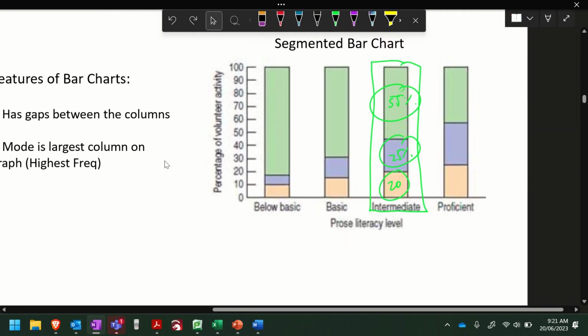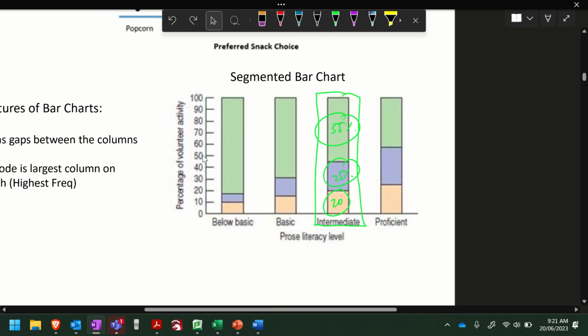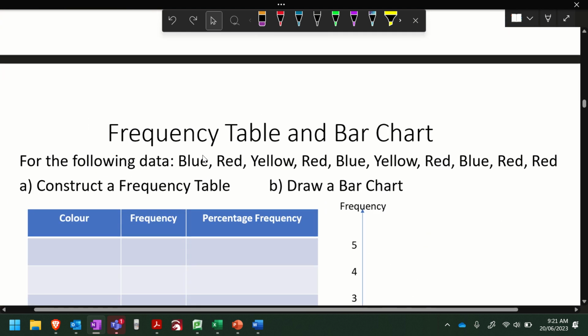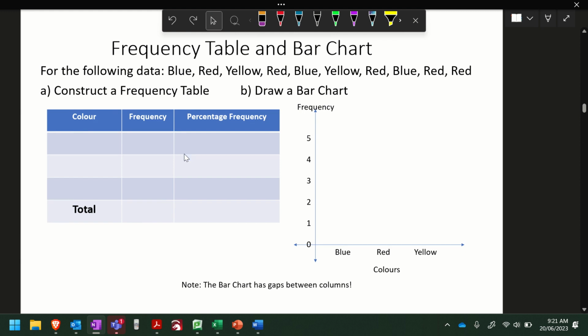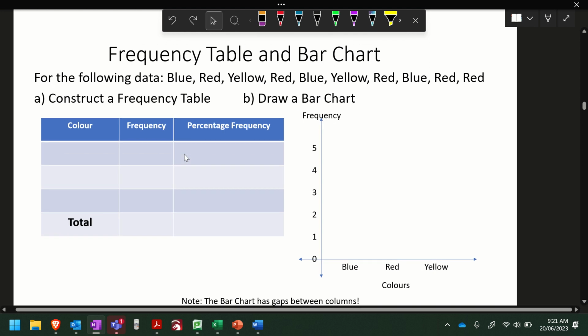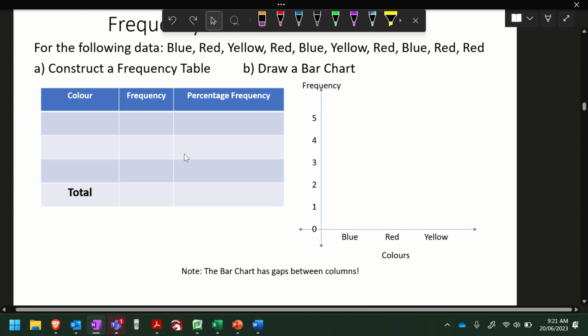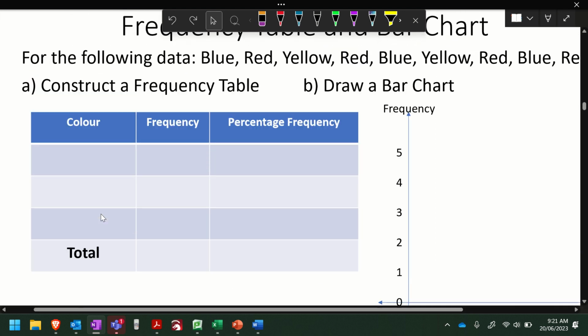It depends on the data, so it makes more sense if there's a question behind it. But what we'll do is let's practice the frequency tables. If you've got that on your page, it should be blank. It's on the bottom. Let's do this one. So we need to construct a frequency table first, and then a bar chart. All right, so let's do this together.